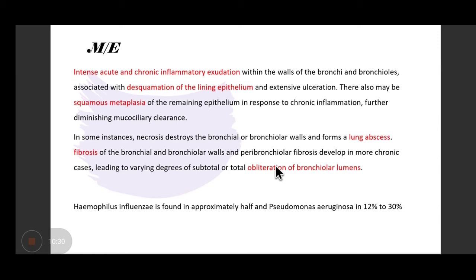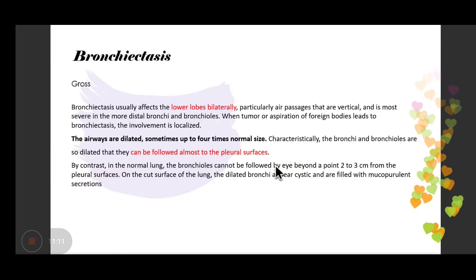Then in microscopy, there would be intense acute and chronic inflammatory exudation with destruction of the lining epithelium, and there will be squamous metaplasia which will be present. Okay? Then sometimes inside these bronchiectatic foci, necrosis develops and it leads to formation of lung abscess. So the microscopy of bronchiectasis per se does not come in your exam, only the gross specimen comes. But you should know the causative organisms.